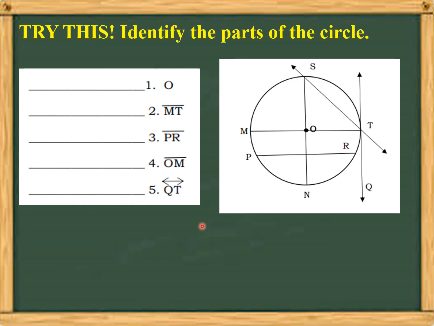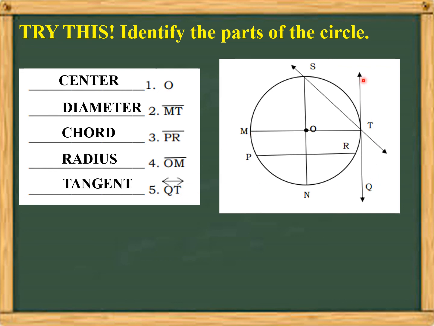Okay, so here's now the answer. Number 1, O is the center. Number 2, diameter, si segment MT. Next, segment PR, chord. Segment OM, from the center to another point on a circle, so this is radius. And then we have line QT, so it is tangent. So our point of tangency is point, yeah.